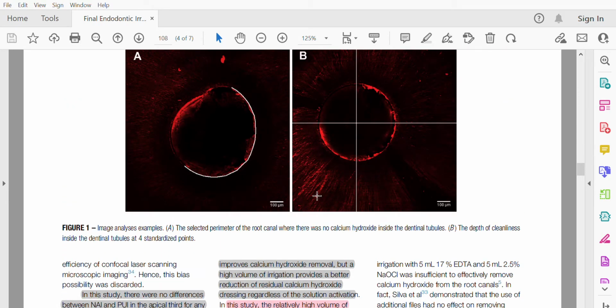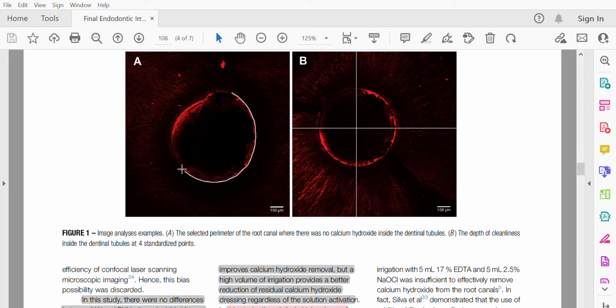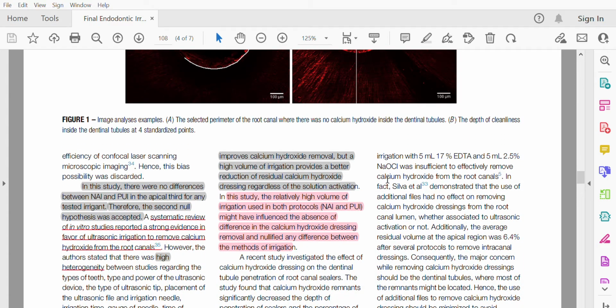You can see in the figure, in image A, how the calcium hydroxide was removed from the wall, and in image B, the depth of the irrigation and cleanness in the dentinal tubule.